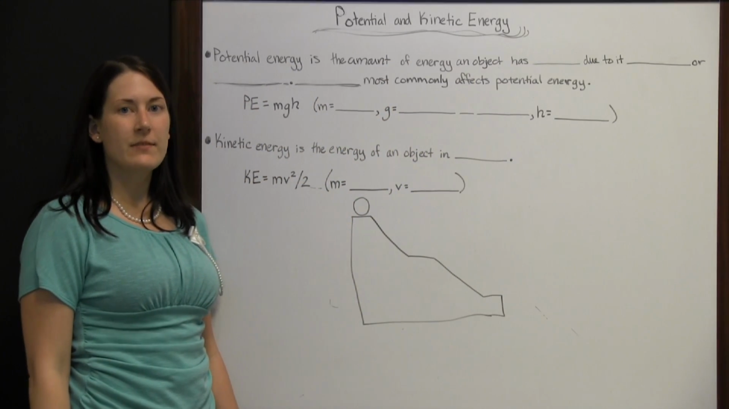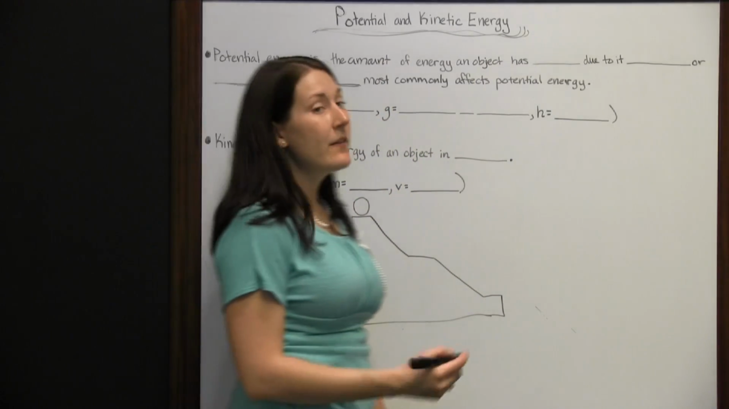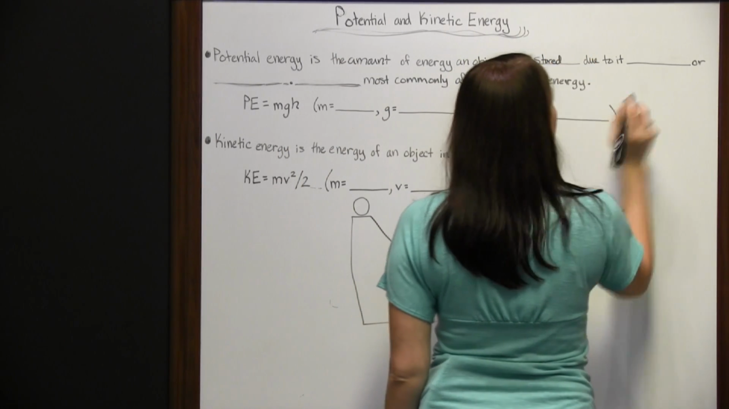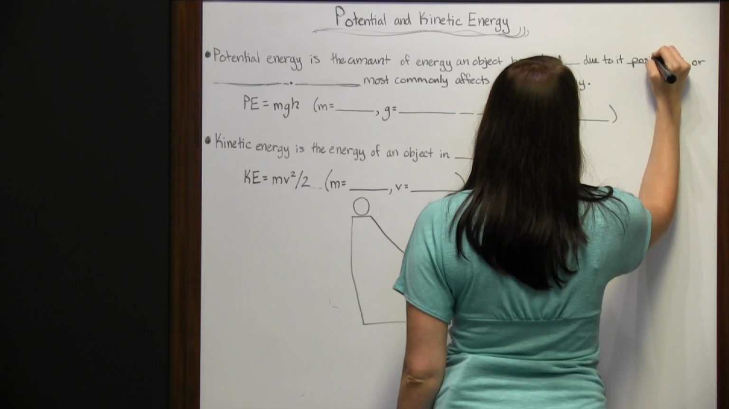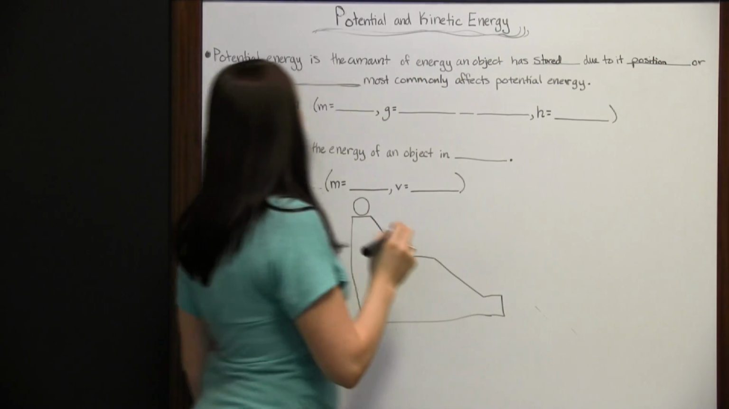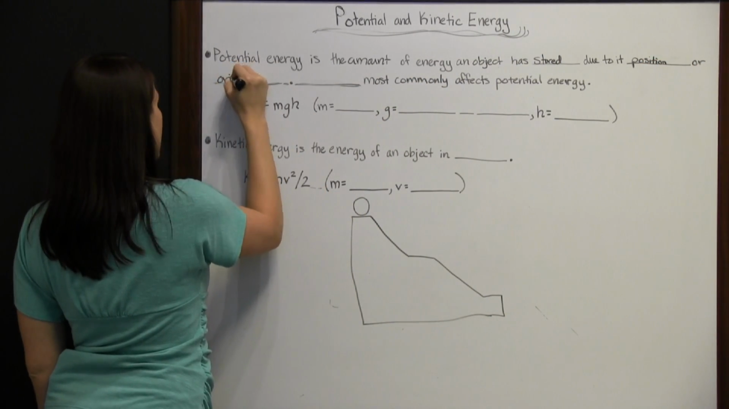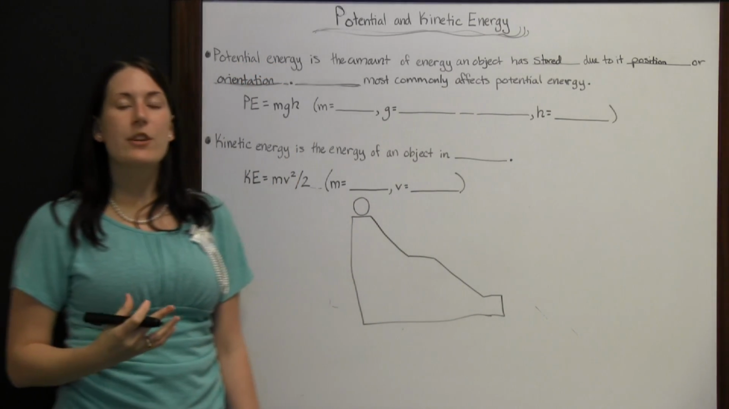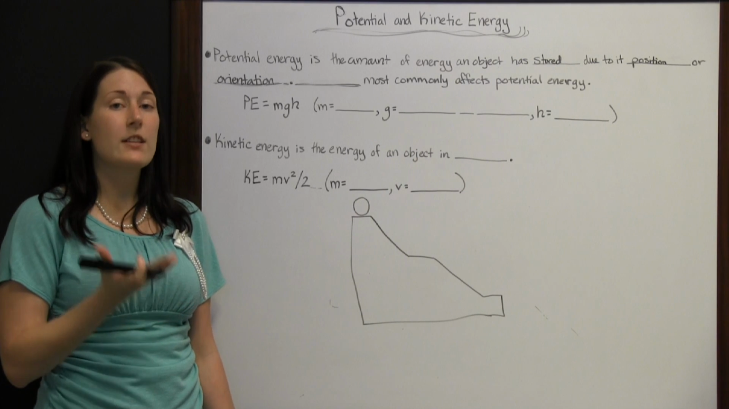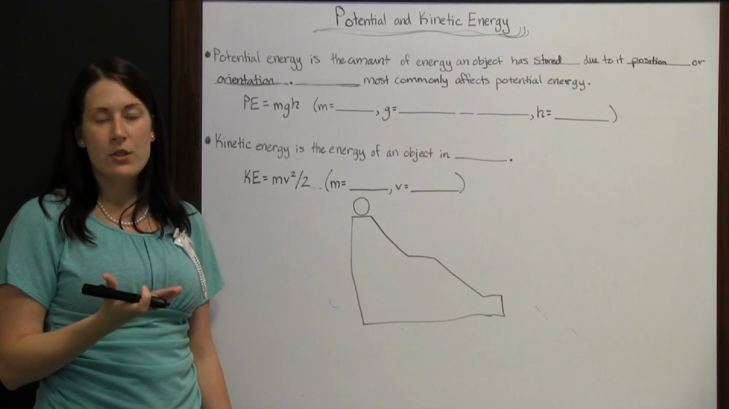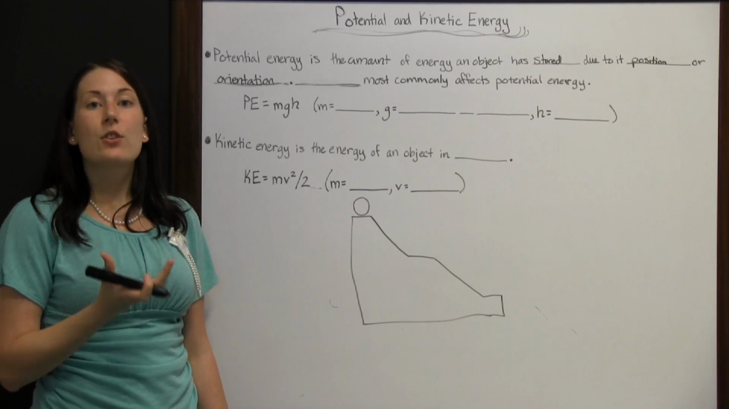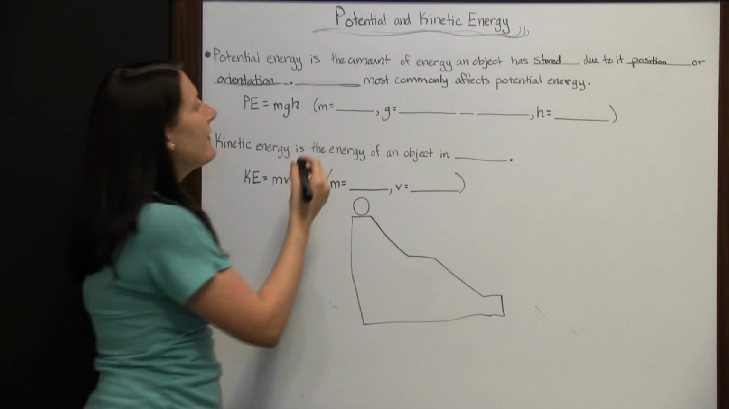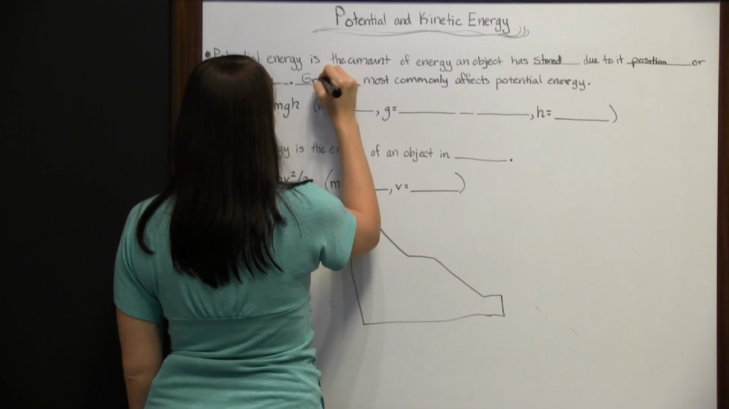Potential and kinetic energy. Potential energy is the amount of energy an object has stored due to its position or orientation. So potential energy is how much energy an object has when it's sitting still. It's just stored. It is not in motion. It's how much energy an object could have if it moved. It's potential energy. And gravity most commonly affects potential energy.